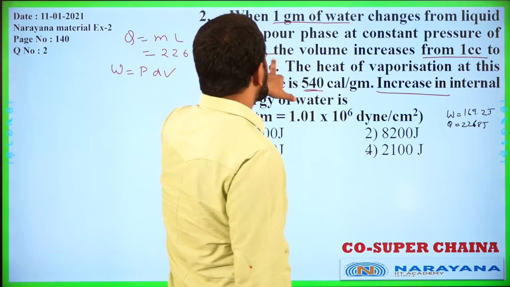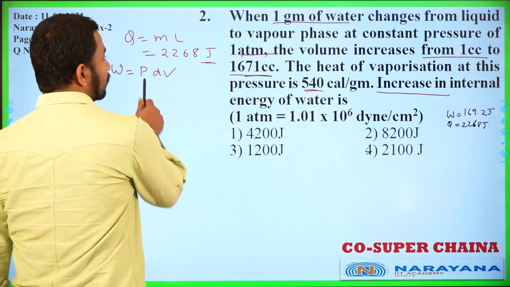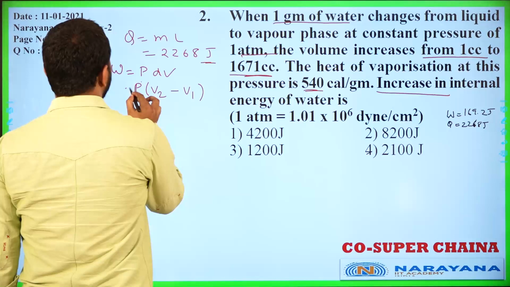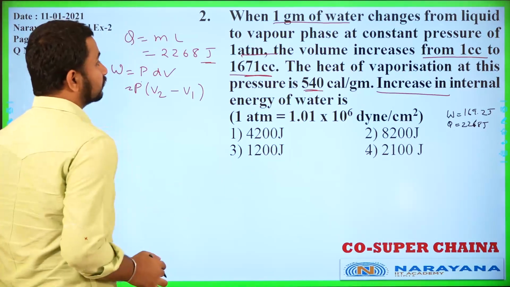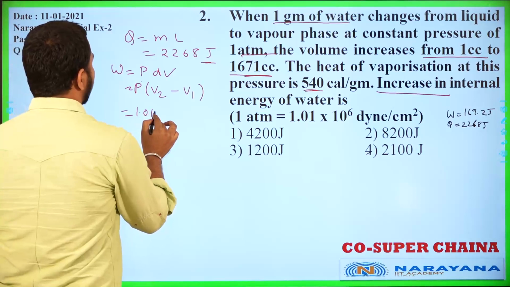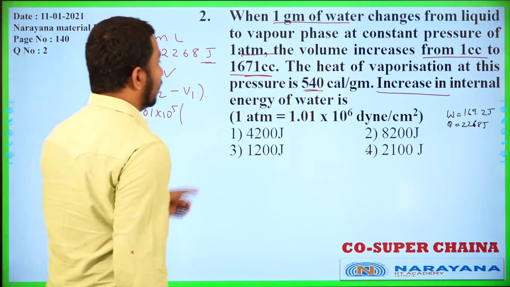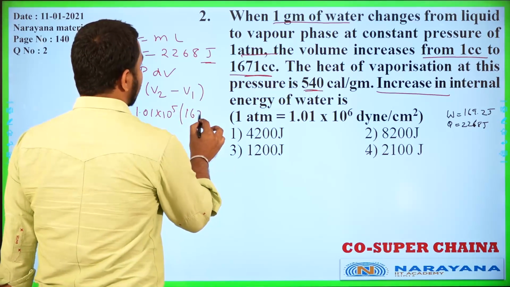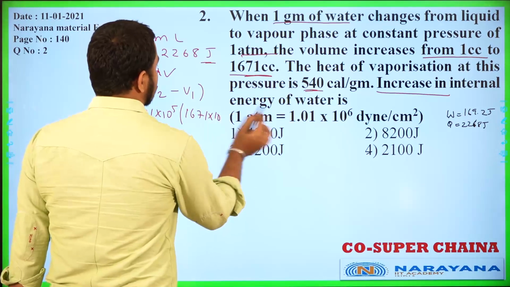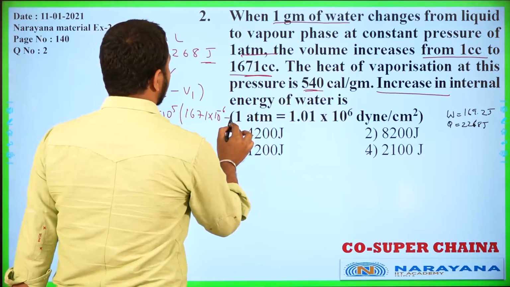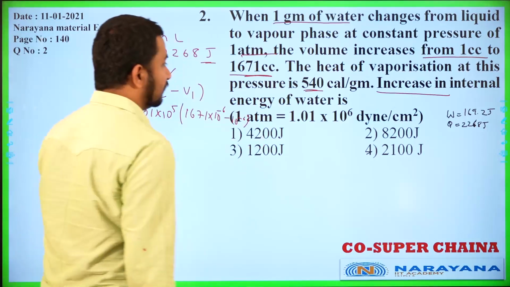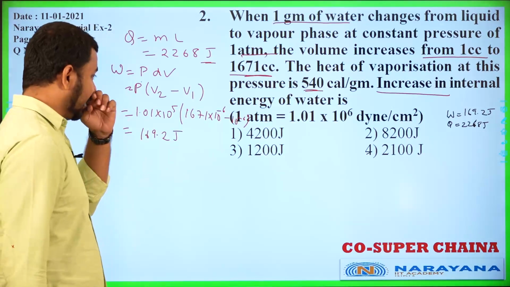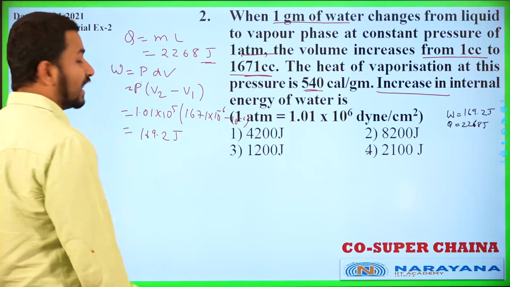Here we have pressure constant. So pressure we have constant, volume is changing. So work done is P times (V2 minus V1). Now if you see here, 1.01 into 10 to the power 5, and here if you convert, final minus initial, 1671 into 10 to the power minus 6 minus this 10 to the power minus 6. If you convert this, work done will be coming as 169.2 joule.